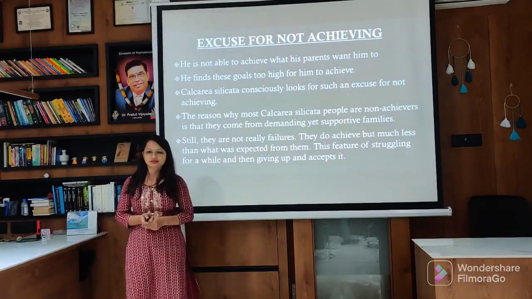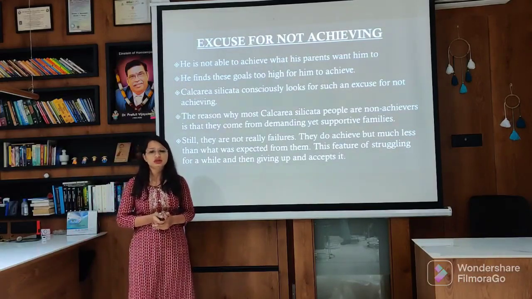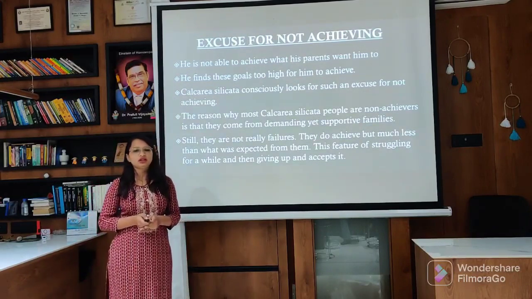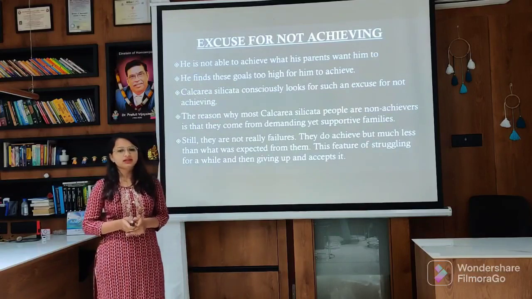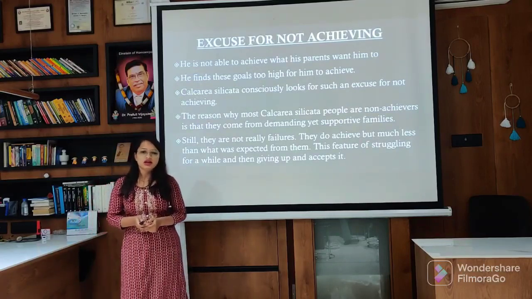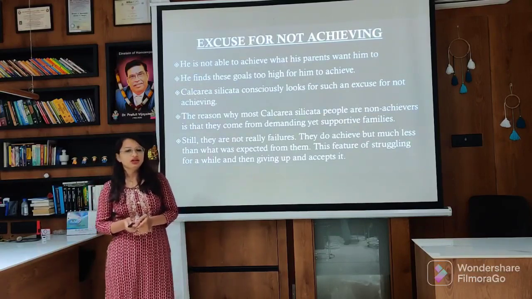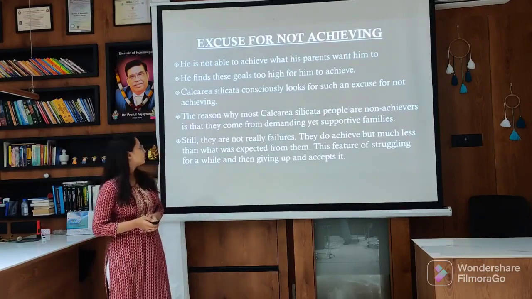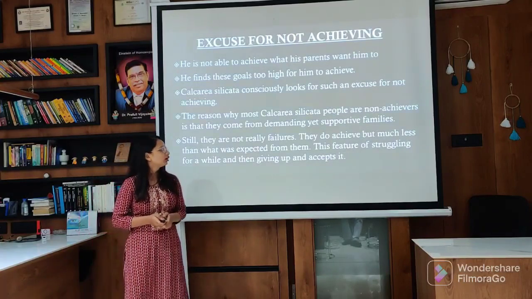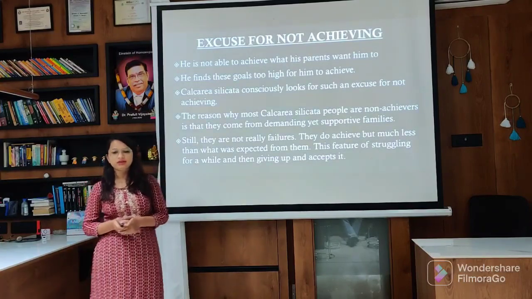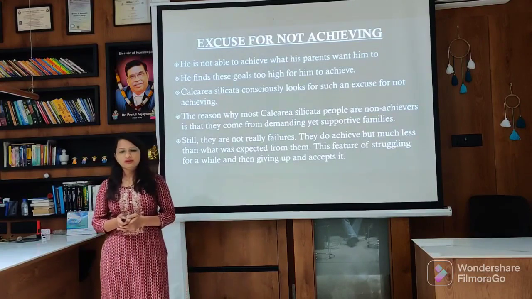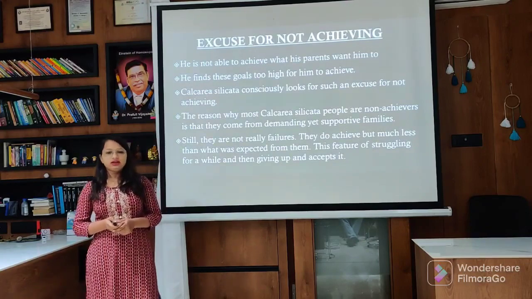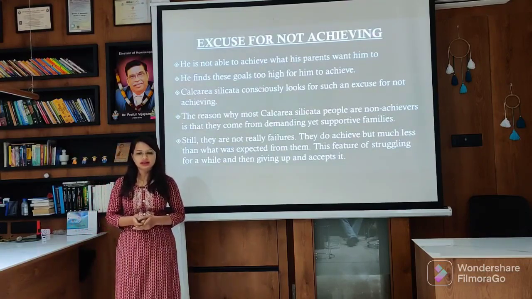Excuse for not achieving. He is not able to achieve what their parents want from him. He finds their goal too high for him to achieve. Calcarea silicata consciously looks for such an excuse for not achieving. The reason why most Calcarea silicata people are non-achievers is that they come from a demanding and yet supportive family. Since they are not easily failures, they do achieve but less than they expected.